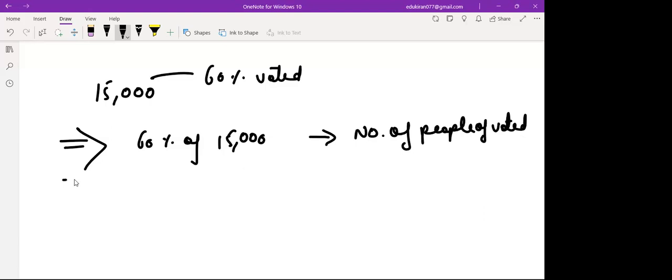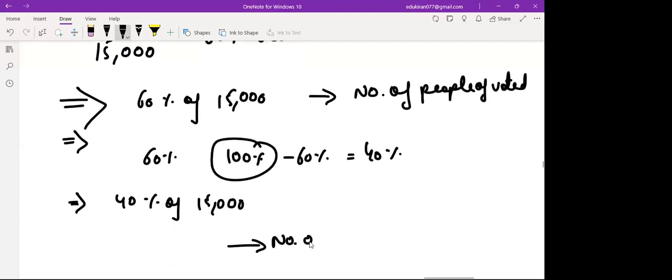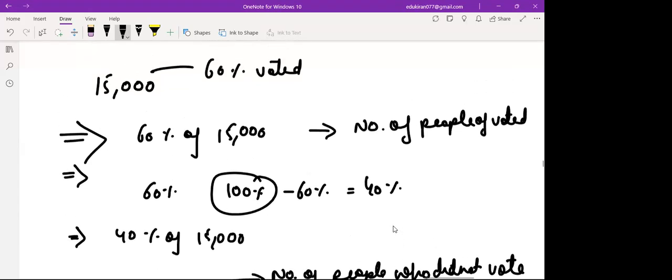Done? Then the second step. The question said, find the percentage of voters who did not vote. Right? So if 60% voted, what is the total percentage? 100. From 100%, 60% voted. So that means 40% people didn't vote. Then you will write 40% of 15,000. Clear? So you will get here also in numbers the number of people who did not vote. Getting it?